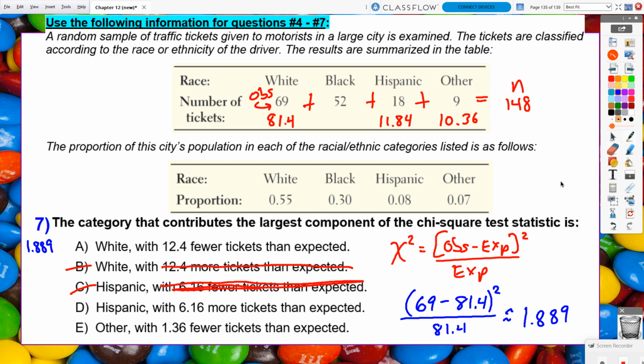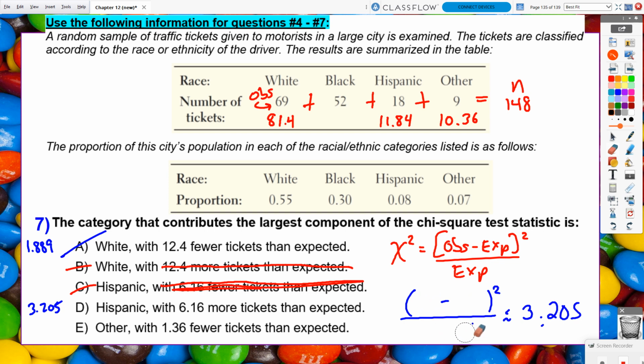Now, what does Hispanic look like? So let's get rid of those numbers. So for Hispanic, we observed 18. We expected 11.84. So let's see what this comes out to be. So 18 minus 11.84 squared divided by 11.84. That comes out to be 3.205. So now we know it's not answer choice A. So it's either D or E.